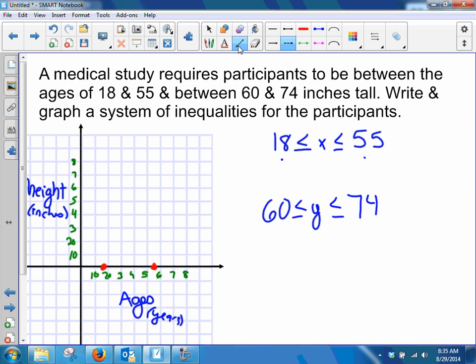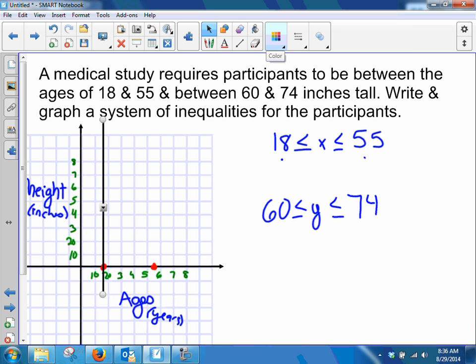Vertical or horizontal lines? For x. Vertical. And then am I dotted or solid? Solid, why? Because it's equal to, very good. All right, so then just draw a straight line. Go through that point.